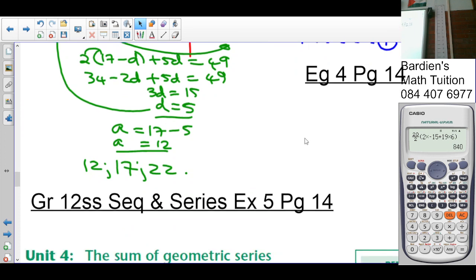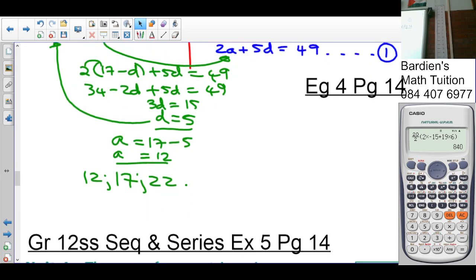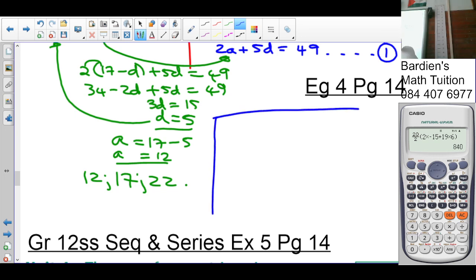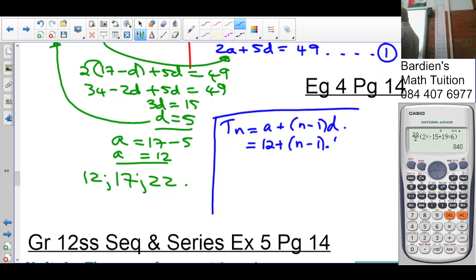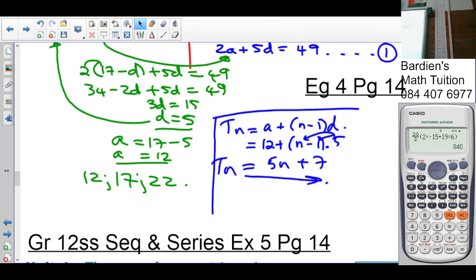Then the nth term. To calculate the nth term, we say Tn is equal to a plus n minus 1 d. Do I have to write the formula all the time? No. So what's your a value? 12 plus n minus 1 times 5. Get rid of the brackets. So it's going to be 5n minus 5 plus 12 is 5n plus 7. And that's the general term. Alright, you guys understand? Any confusion? No.